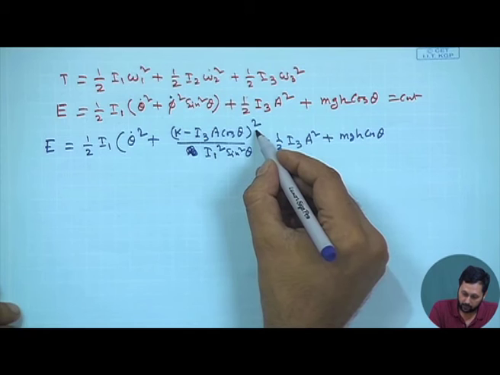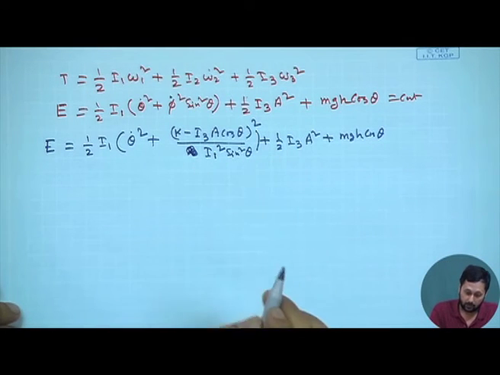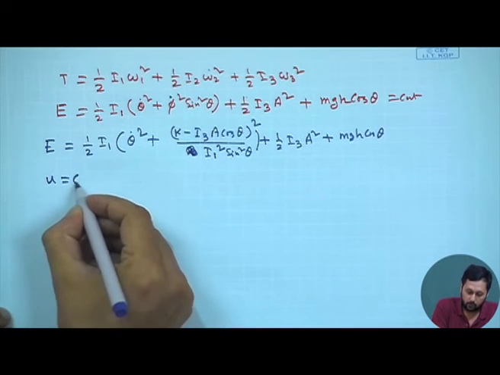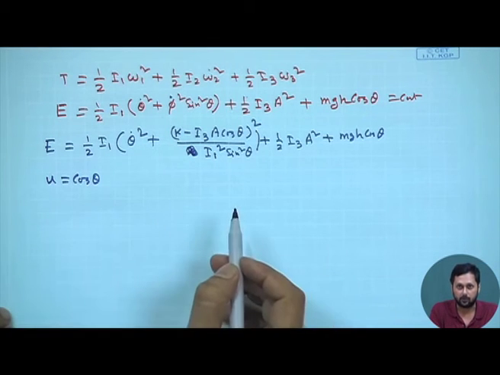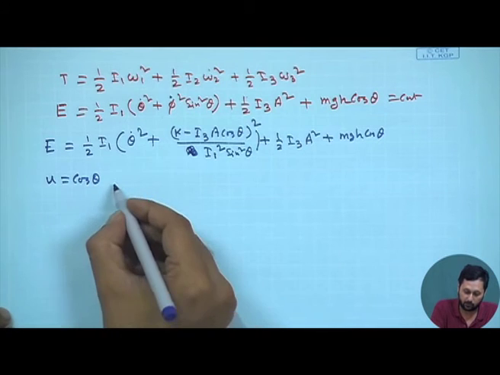So, this bracket will close here, right, okay. Now, let us put u equal to cos theta. Do not mix it up with u equal to 1 by r, we are not doing central orbit, it is just some notation, u equal to cos theta.